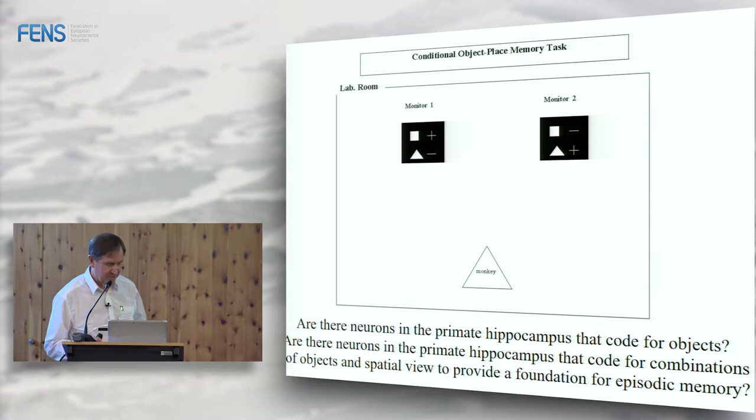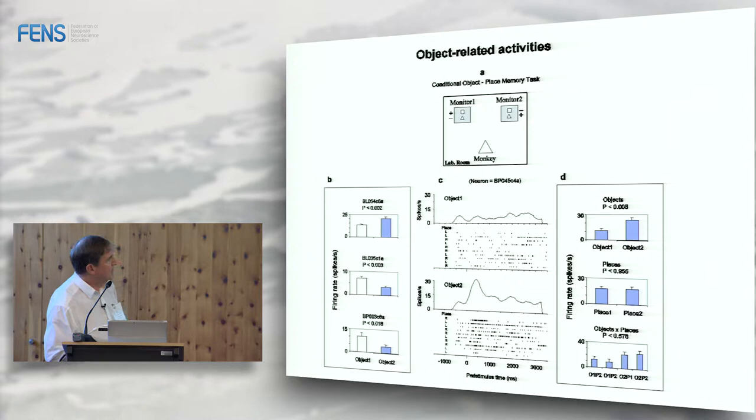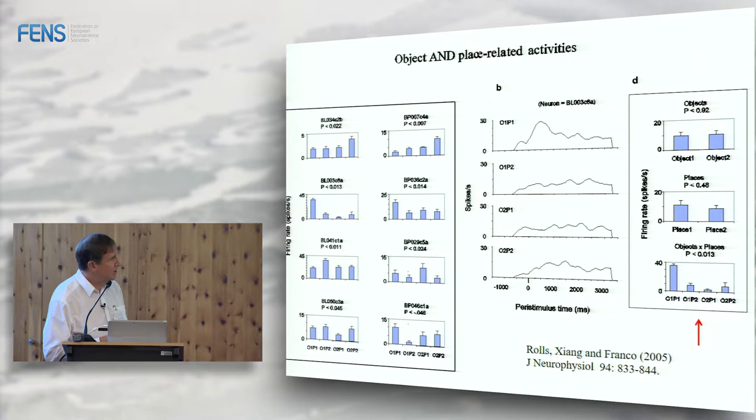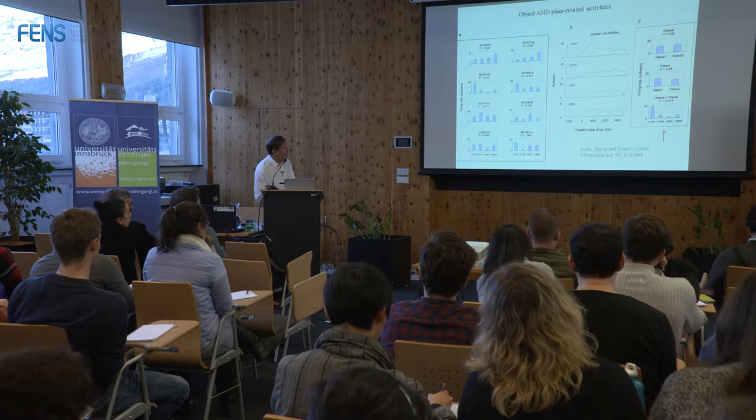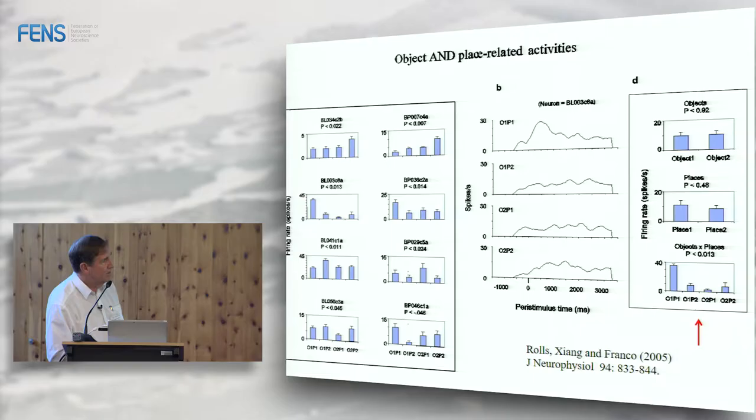Here's what happens in monkeys. You get some cells here which are responding, and this particular cell has object-related activity. So, for example, this cell is responding more to object 2 than it does to object 1, and there's the response compared to that. Some cells go to a combination of the object and place. So in this case, we have a cell that responds to object 1 in place 1, but not to anything else, okay? So you find object cells.